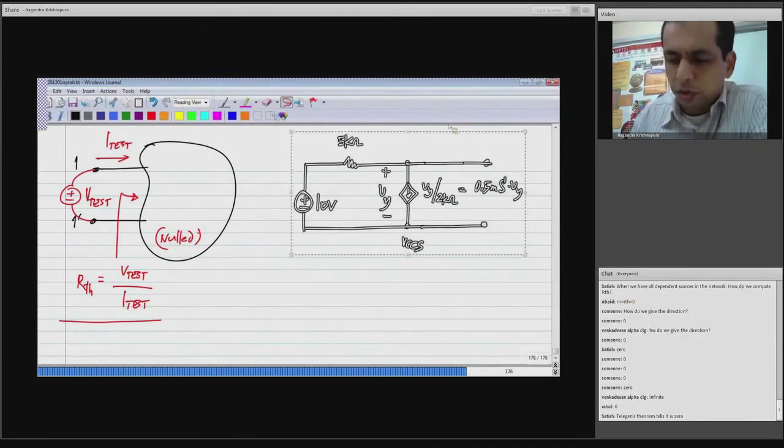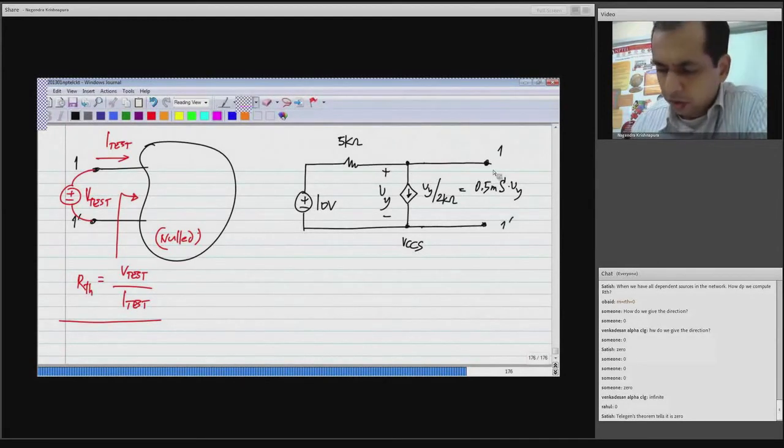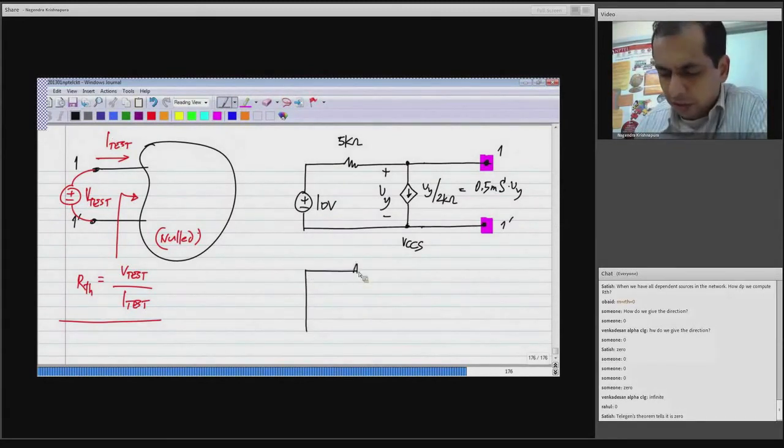So how would you go about doing this? You have to find the open circuit voltage, which of course you do in the normal way, across 1 and 1 prime. You do circuit analysis to find out the voltage across this. And you have to also find the Thevenin resistance.